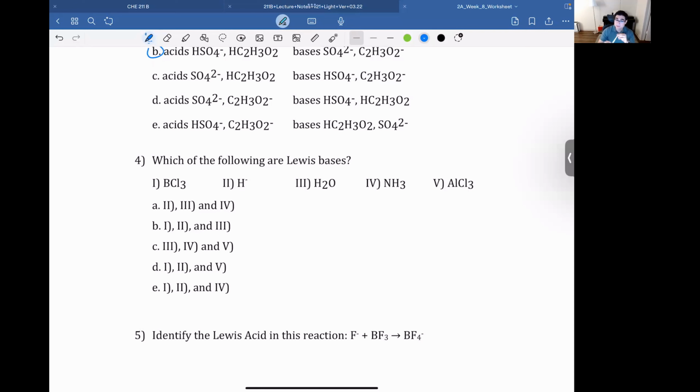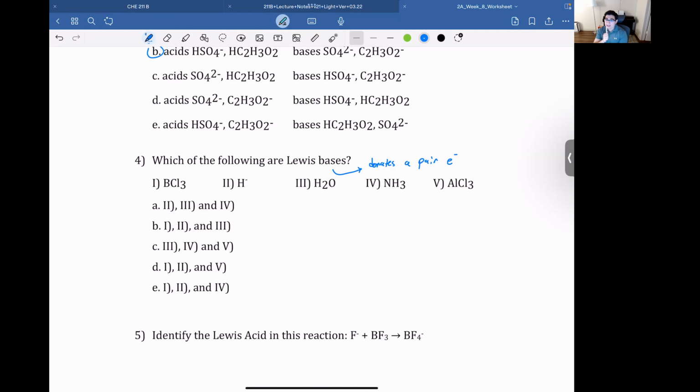Looking at number 4, it says, which of the following are Lewis bases? The definition of a Lewis base is that it donates a pair of electrons. This is most commonly used in organic chemistry, quite a lot, because you see electrons move around a lot. So we often talk in terms of Lewis bases and Lewis acids. A Lewis acid is something that accepts a pair of electrons.